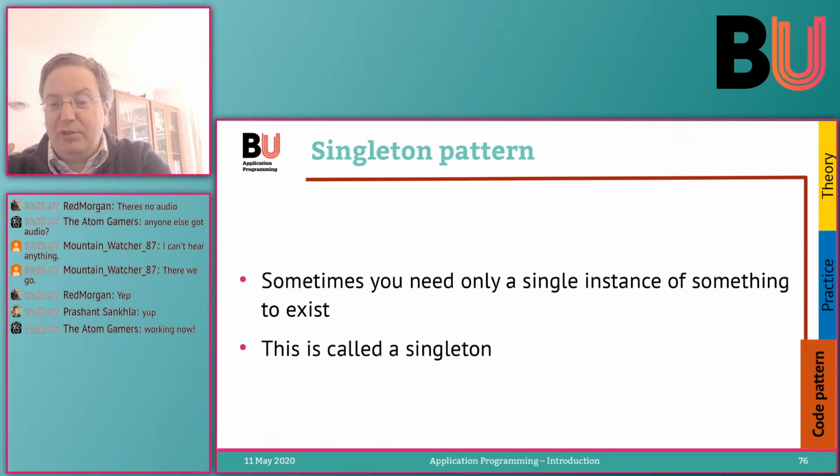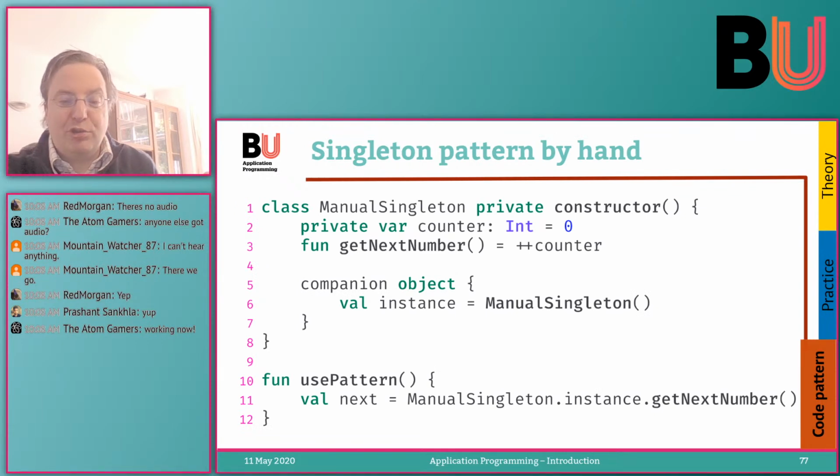Singleton pattern, and in Kotlin you can use an object to implement this. You can also do it by hand, obviously, and it looks like this. So you create an instance inside a companion. It has a private constructor, so no one can create it. If you want to use it, you just need to get the instance out of the object, etc. Of course, a companion object is also a singleton itself, but let's not go there. So this is how you could implement that, and you can get the next number.